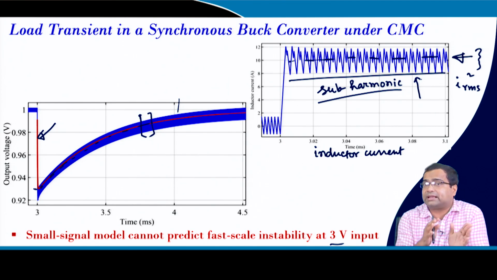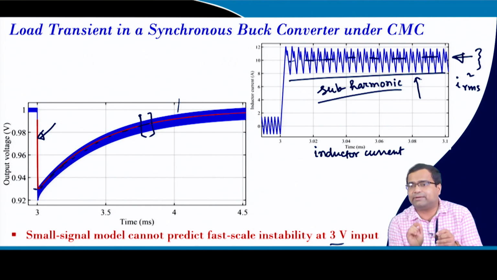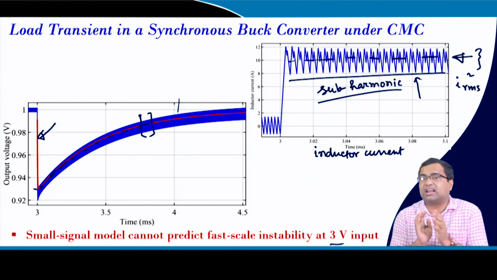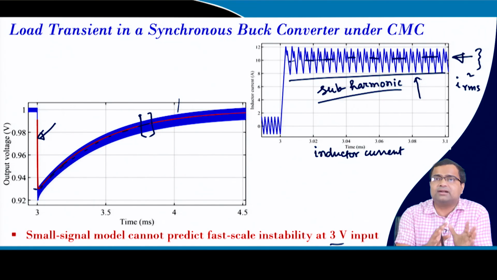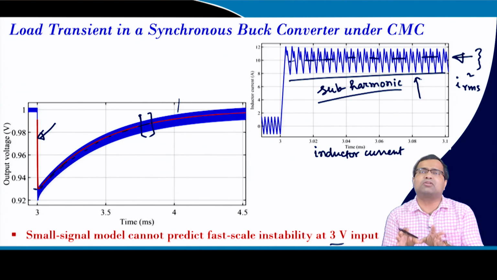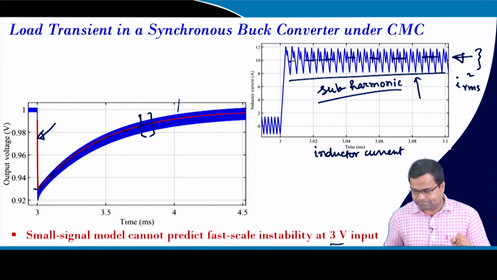This model cannot be used to capture subharmonic instability, but there is a technique I will discuss in the modeling technique of current mode control, which can be used to capture this subharmonic instability, at least to identify where it can happen, by incorporating the sampling effect into the current loop of the current mode control small signal model. But the standard traditional model cannot predict it. So this model is also not very useful, because it is unable to capture this fast scale instability.